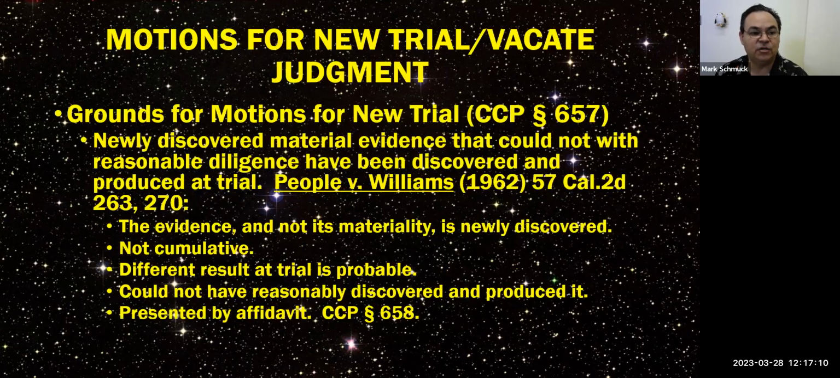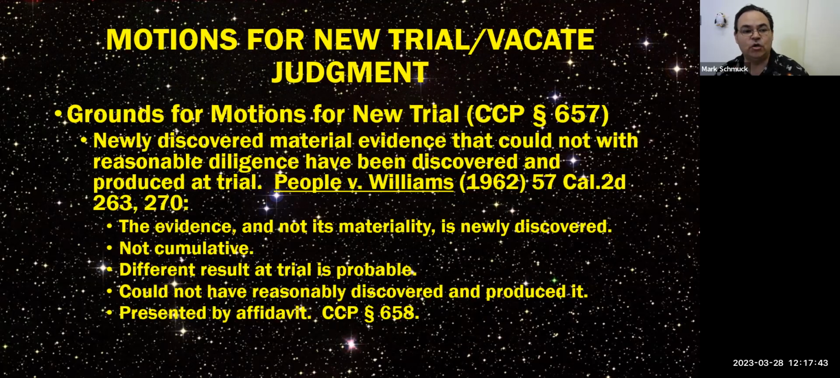Next ground is newly discovered and material evidence that could not with reasonable diligence have been discovered and produced at trial. Now, there's a lot to unpack with this sentence. The first is that the evidence that you want to later present in a new trial is new evidence that has not been provided to the court during trial. It is material evidence. In other words, not only is it relevant, but it could tend to convince the court that there might need to be a new trial or even a new decision.